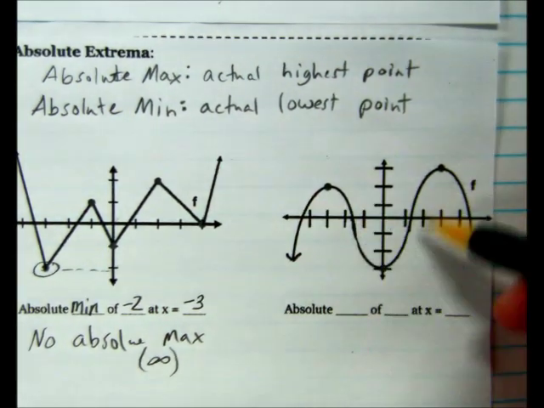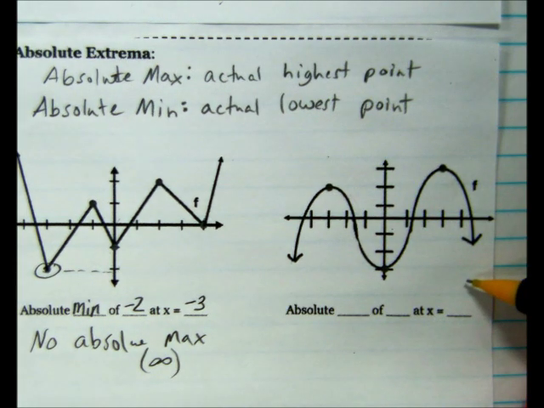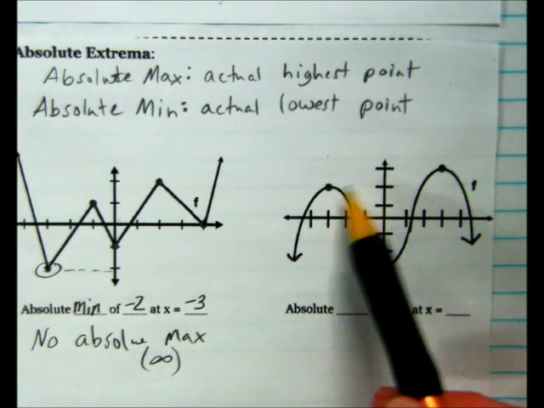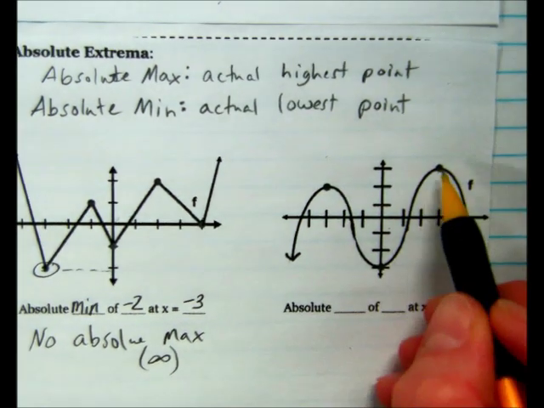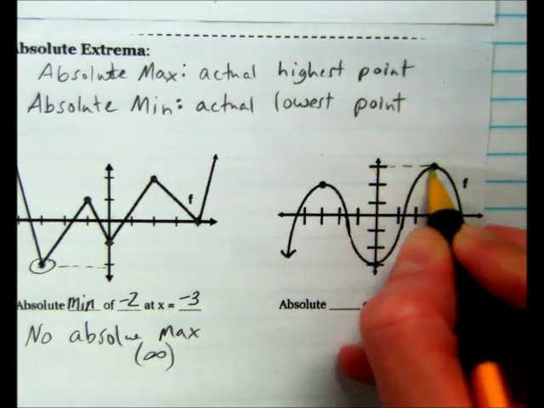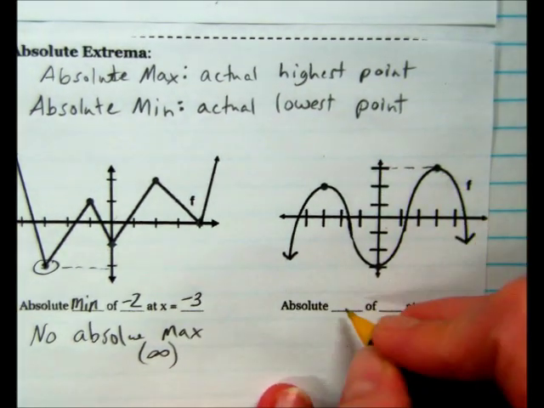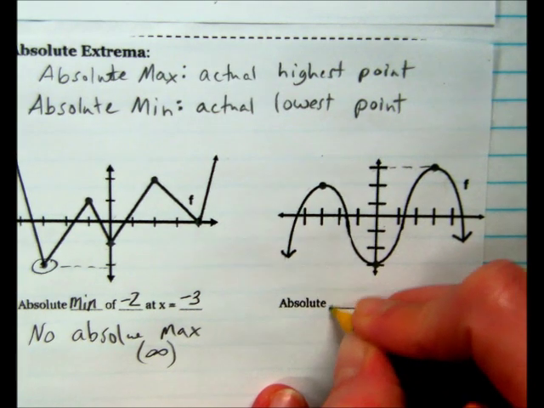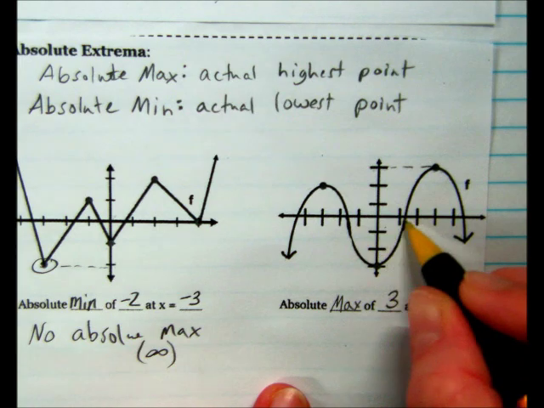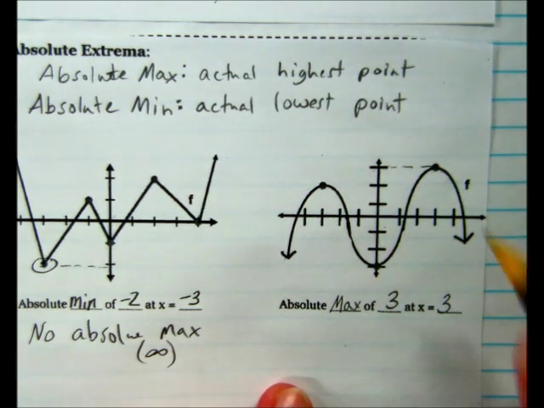It's this one that kind of looks like an M. So if we're looking at the tops, we definitely have a couple of maxes up here. This one looks higher, so we're going to line that up with the y-axis. It goes up to 3, and that would be an absolute max. So it would be an absolute max of 3 at x equals 3. So just lots of 3's.